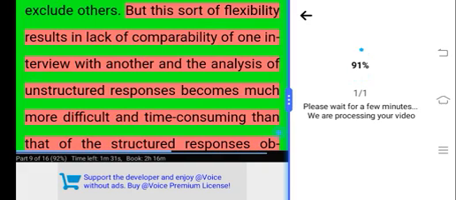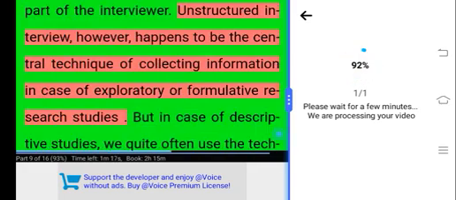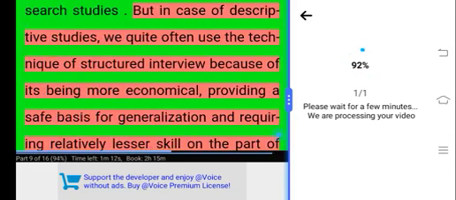But this sort of flexibility results in lack of comparability of one interview with another, and the analysis of unstructured responses becomes much more difficult and time-consuming than that of the structured responses obtained in case of structured interviews. Unstructured interviews also demand deep knowledge and greater skill on the part of the interviewer. Unstructured interview, however, happens to be the central technique of collecting information in case of exploratory or formulative research studies. In descriptive studies, we quite often use the technique of structured interview because of its being more economical, providing a safe basis for generalization and requiring relatively lesser skill on the part of the interviewer.